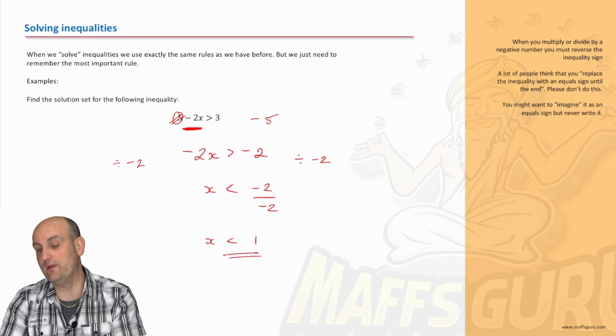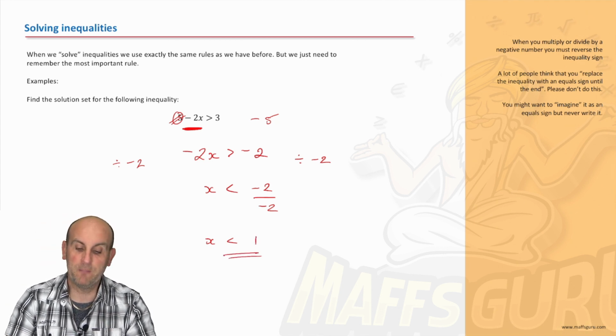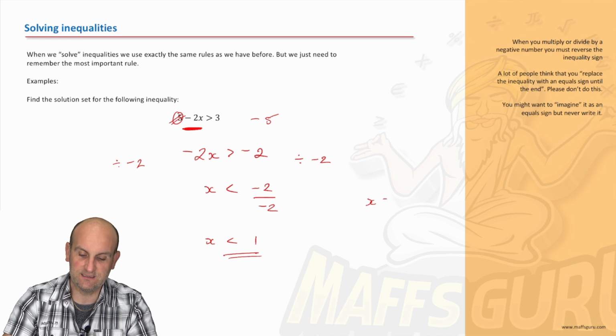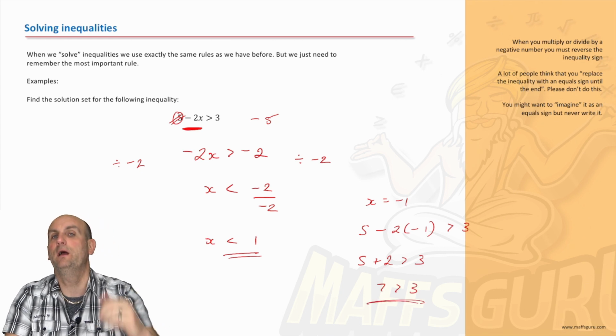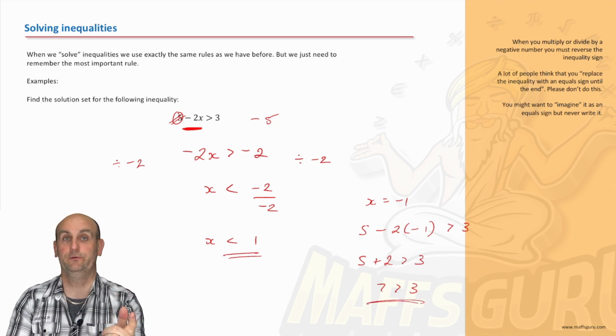And again, if we check that, let's say we put -1 in, so let's choose a value of x equal to -1. We would end up with 5 minus 2 times -1 is greater than 3. Let's just check that. So 5 minus 2 times -1 is +2. That gives me 7 is greater than 3. I am a genius, or a maths guru.